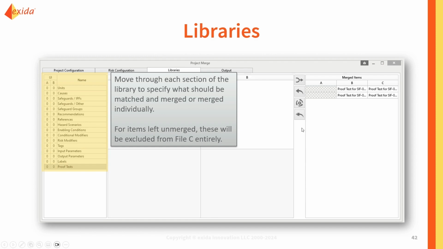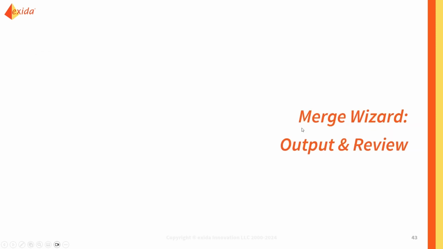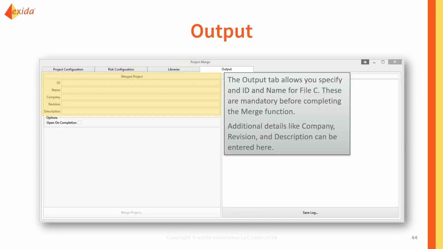What we're looking for is to make sure that nothing is left behind in the middle if you want it included in file C. And so once you're done with each of those categories, you can move on to the output tab. And the output tab is simple. You're just naming your file C. And so you can go on to give your file C an ID, a name. You can fill in the company, revision, or a detailed description. Again, this isn't going to overwrite anything in A or B. So this is just as if you're defining a whole new file.